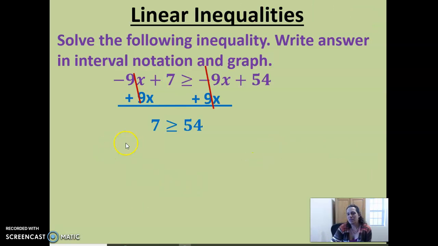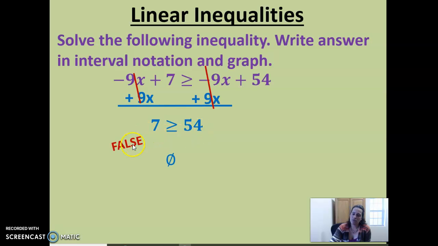So it really depends a lot on what's left. Is that a true statement? Is that a false statement? That determines what your actual answer is going to be. So ours is a false statement, right? 7 is not actually greater than or equal to 54.